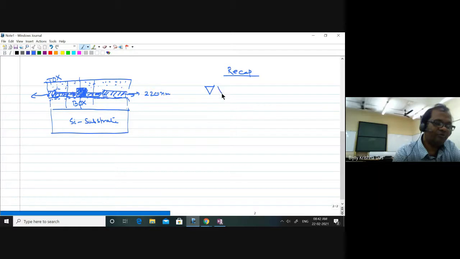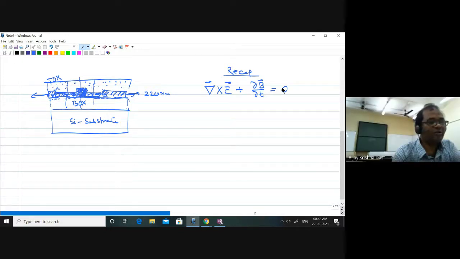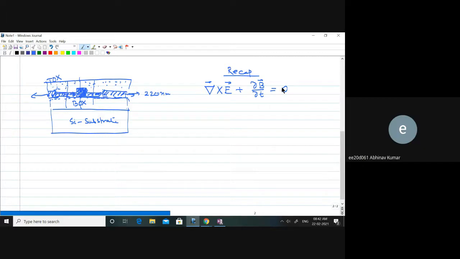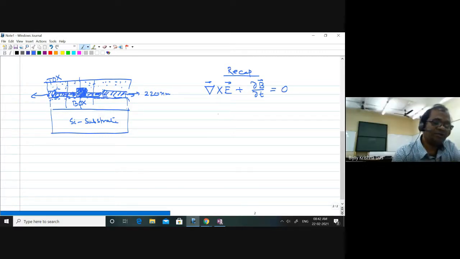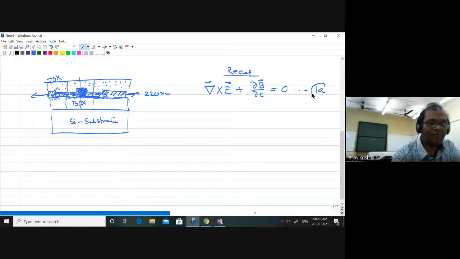Curl of E is what? Electric field plus... so how many of you know this equation? I hope all, right? Yes, sir. Okay, so this is your curl equation. Popularly this is one of the equations of Maxwell's, but originally it is known as, what is that? Faraday's law. Yes, it's Faraday's law.